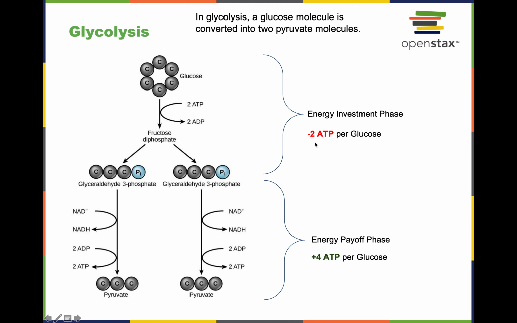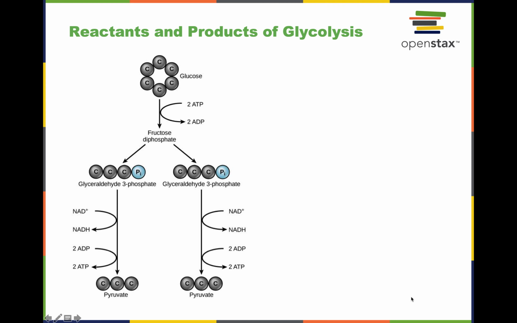But remember that we spent 2 ATP in the energy investment phase. So therefore, the net ATP production as a result of glycolysis is 2 ATP. So therefore, as a result of glycolysis, we get 2 net ATP molecules per glucose.